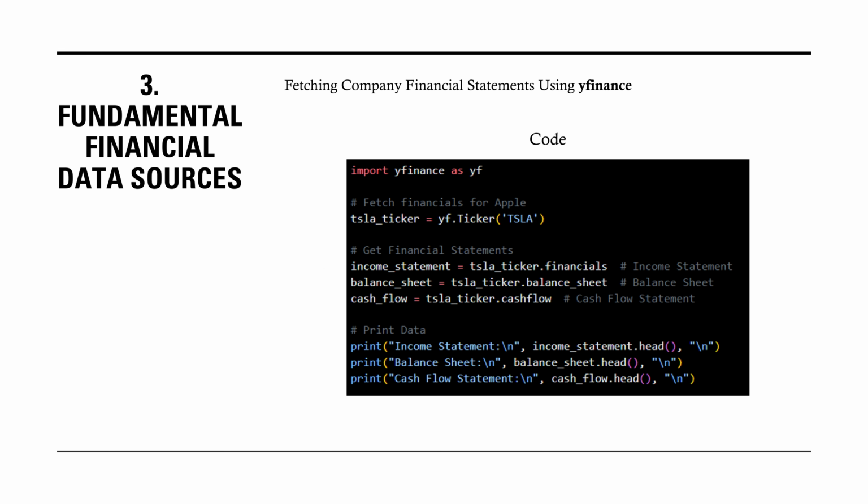This slide demonstrates how to fetch a company's financial statements using the yFinance Python library. In this example, we're retrieving Tesla's financial data by creating a ticker object with yf.Ticker TSLA. From that object, we can easily access key statements like the income statement, balance sheet, and cash flow statement using built-in attributes. Each of these returns a structured data frame that's ready for analysis or visualization. The print statements display the first few rows of each report, giving us a quick overview of Tesla's financial health.